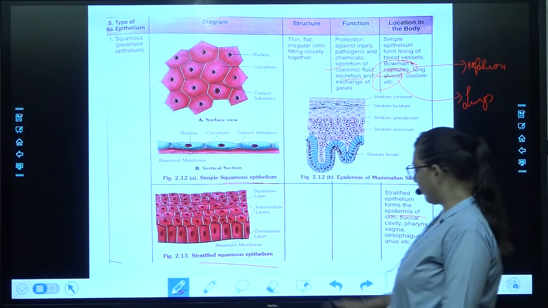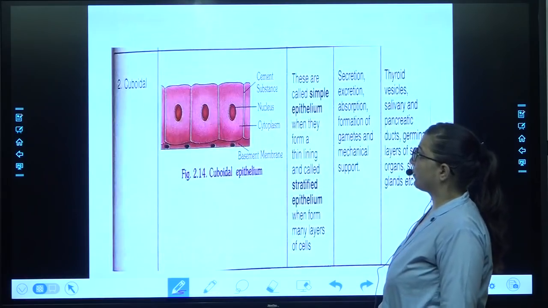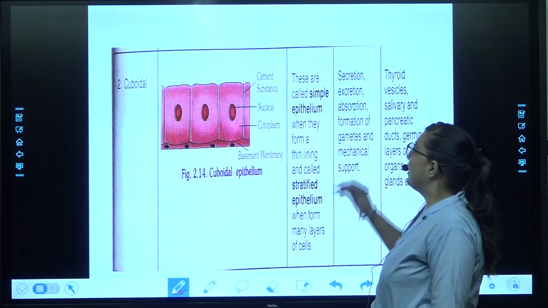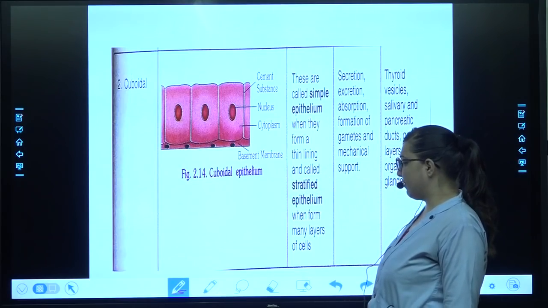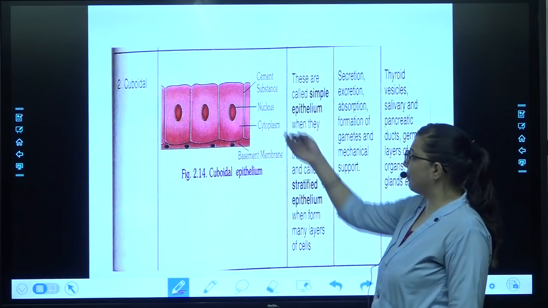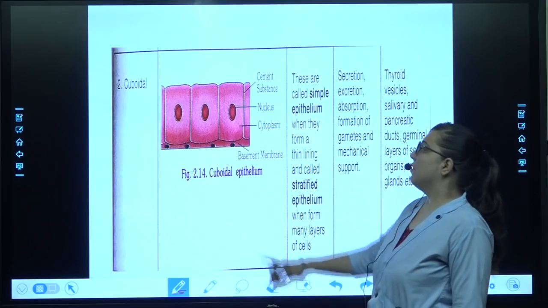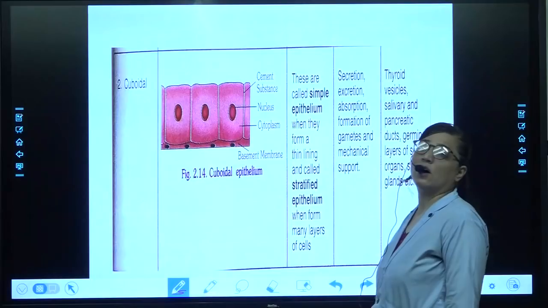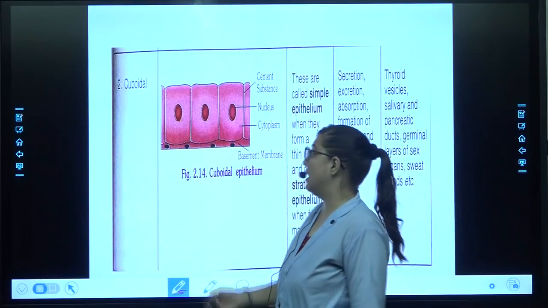I hope you have gone through the content. Now let's move further. Cuboidal epithelial tissue. When they form a thin lining, they are called stratified epithelium, and they form many layers of cells. You can see over here how they are arranged on the basement membrane, and normally all are arranged in one particular row. Nucleus and cytoplasm are present in every cell.